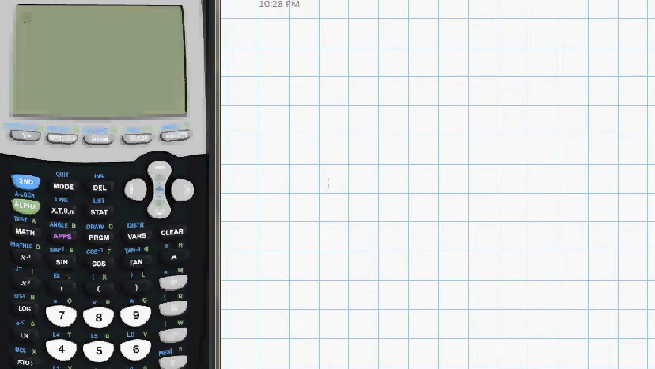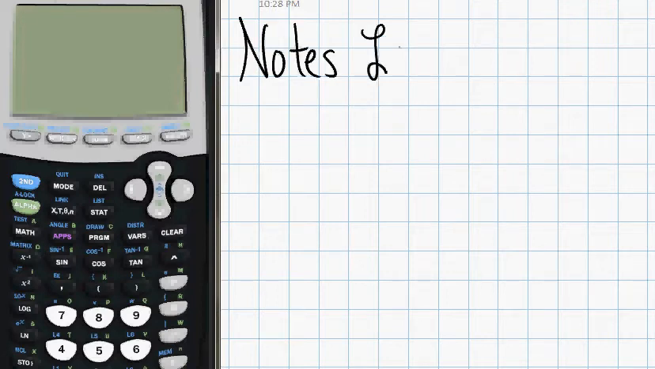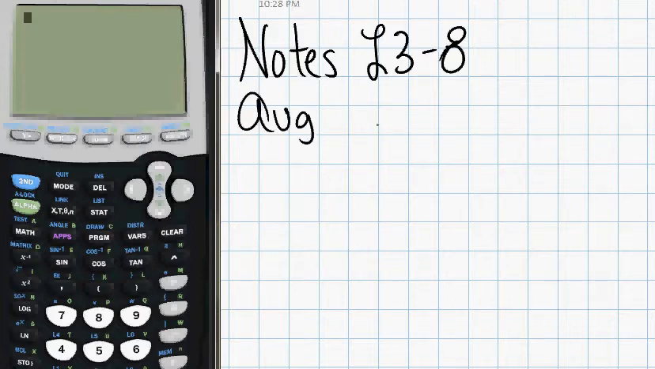These are the notes for lesson 3-8. You do need a graphing calculator. I hope you already grabbed one. Today we're going to be working with augmented matrices.